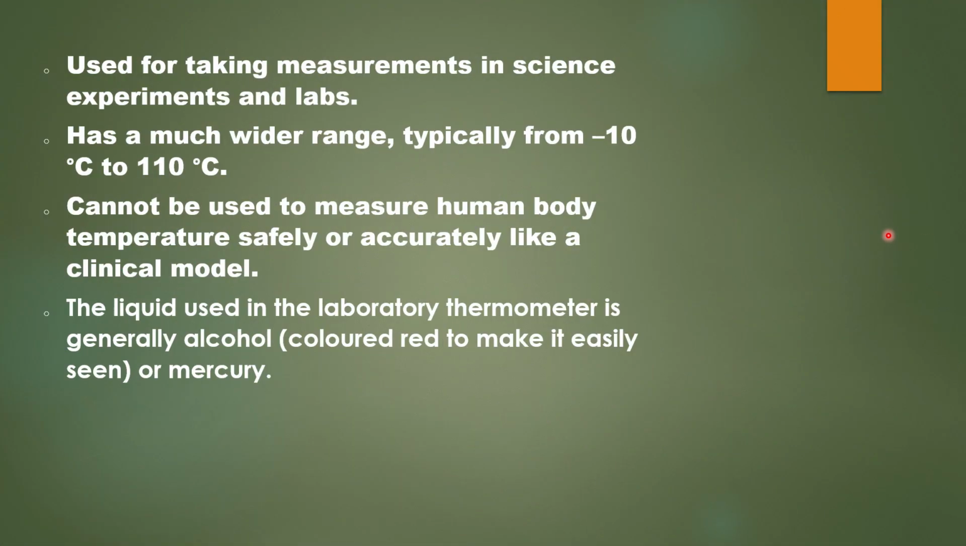Now, the laboratory thermometer is used for taking measurements in science experiments and labs. We cannot generally use it at household, but it can only be found in the science lab. It has a much wider range, from -10 degrees Celsius to 110 degrees Celsius, unlike a digital or clinical thermometer. They cannot be used to measure human body temperature safely or accurately. The liquid used in laboratory thermometers is generally alcohol, which is colored red to make it easily seen, or you can also use mercury.